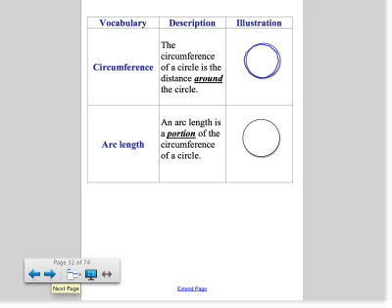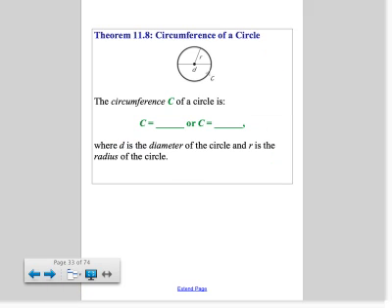And the length of an arc is a portion of the circumference. So, in other words, if I draw in a central angle here, you'll notice that creates this arc right here. The length of that arc is clearly going to be a portion of the entire circumference. And so that's kind of where we're headed here with this lesson when we talk about arc length.